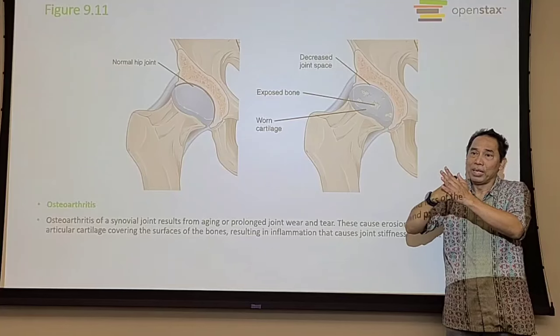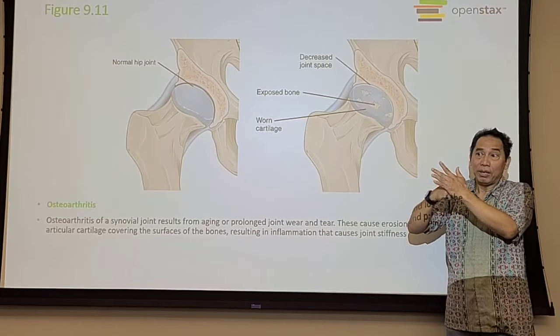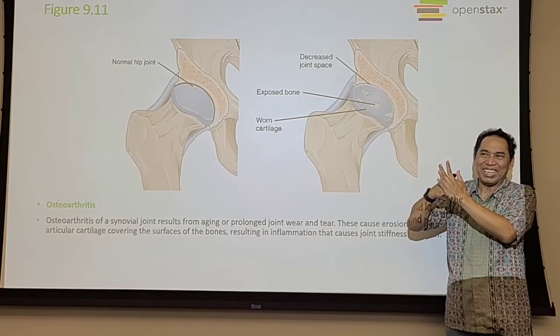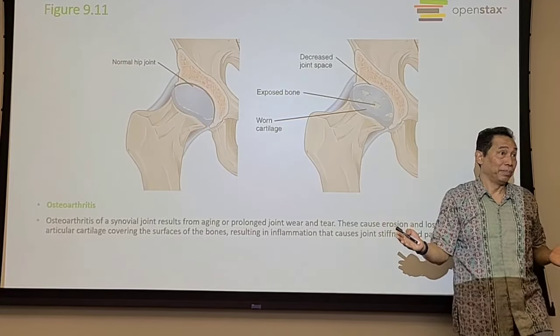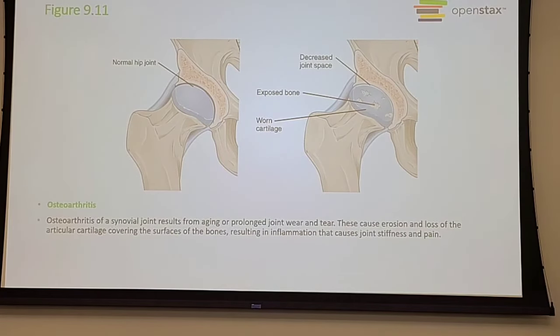Therefore, between bone, now it's touching. Between the hip and the head of the femur, now it's touching. When they move, this is going to be very painful. So that's the example of osteoarthritis.